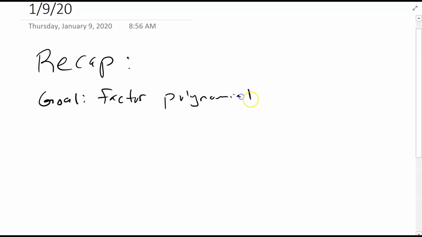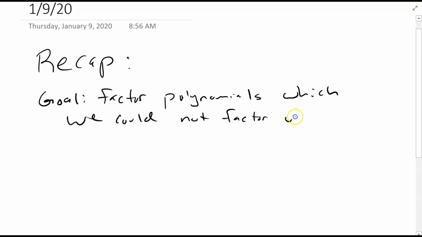So to recap here a little bit before we start moving forward, the goal has been to be able to factor polynomials which we could not factor using the factoring tree. That's what we've been working on.